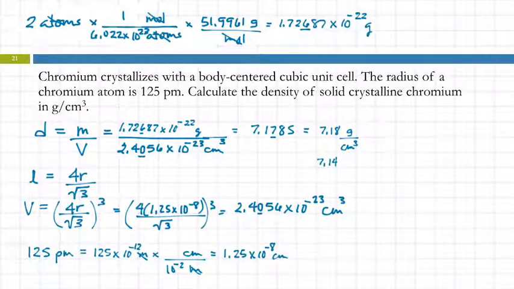So you can actually calculate the density if you know how the atoms arrange themselves and what size the atoms are. Or if you measure the density, which is a lot easier to do, and you know how they arrange themselves, you could calculate the radius of the atom.